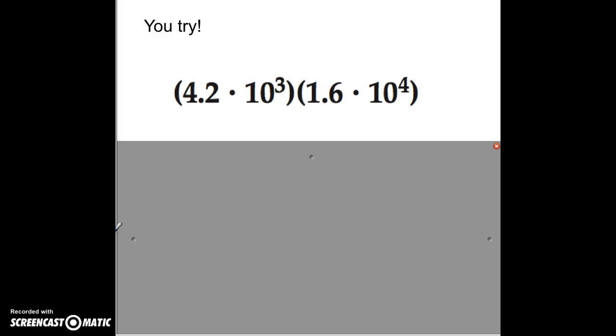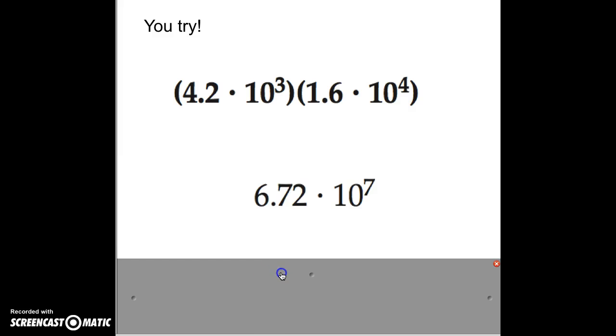Try this problem on your own. Pause your video at this time and do your multiplication. Did you get 6.72 times 10 to the 7th? If you did, draw yourself an alien on the side of your paper. If you did not get the correct answer, go back, re-examine the steps, and look at the last example to see if that helps.